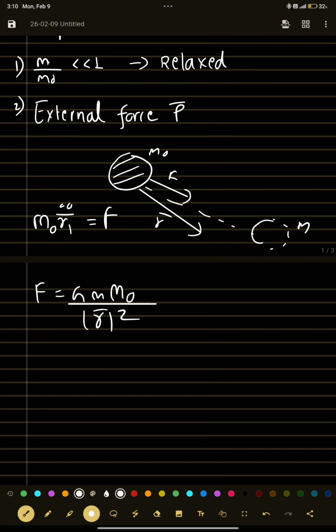So how do you generate a unit vector in the direction of R? You write R vector divided by R magnitude, which reads as G M naught M by mod of R cube and R vector.